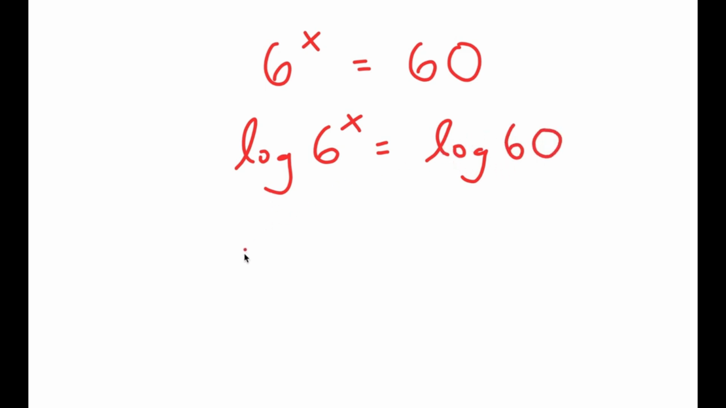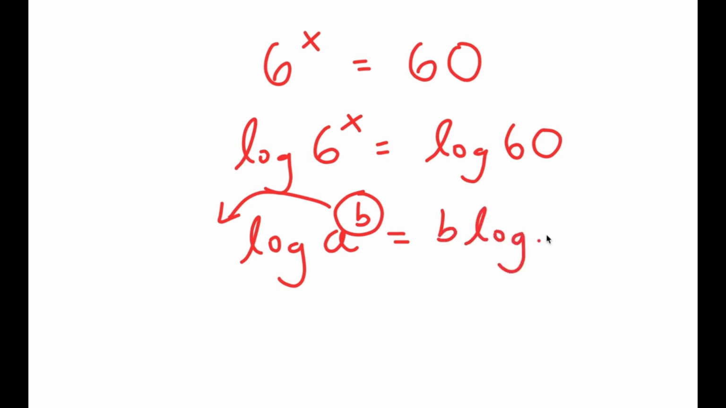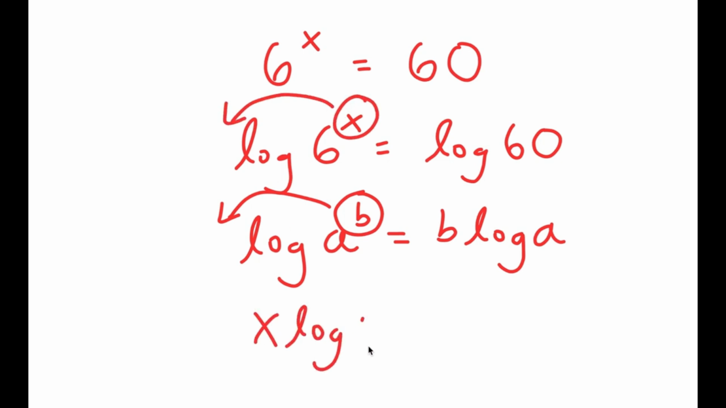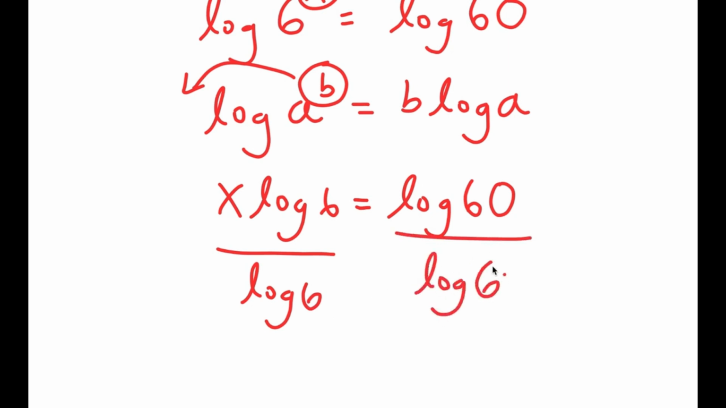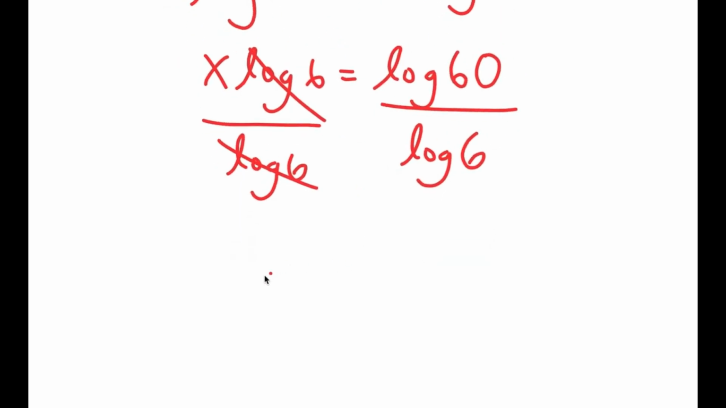Now, if I have something in the form log of a to the power of b, I can move this exponent b to the front. This is going to equal b times log a. In this case, I have log 6 to the power of x, and I can move x to the front. So I get x times log 6 is equal to log 60. Now from here, I'm going to divide both sides by log 6. So then these two cancel out, and I get x is equal to log 60 over log 6.